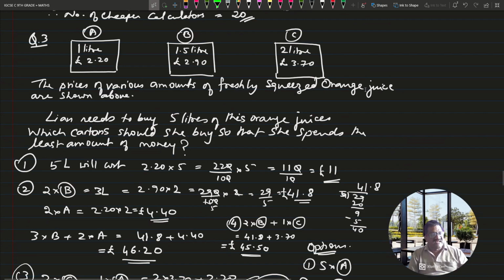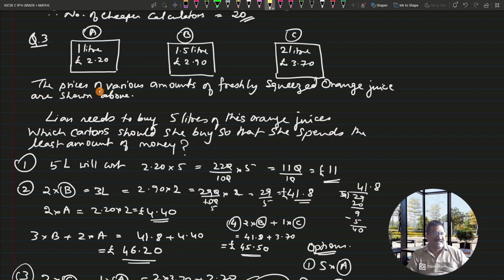Question number 3 says that in the shop, there are 3 types of packaged milk. One is in the form of a 1 liter packet and the cost is 2.20 pound. Another one is a 1.5 liter pack, but the cost is 2.90 pound. The third type is a single pack of 2 liters, and the cost is 3.70. This cost that I have written here is the cost per liter, so don't get confused.